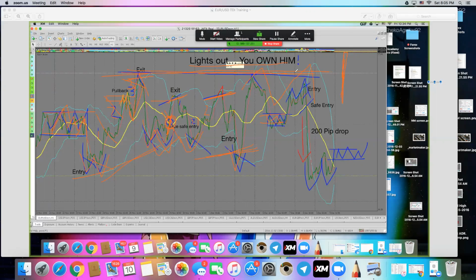3 hits to the high. Don't hit the high in front of me 3 times. Entry number 1. If you want to be safe, entry number 2, safe entry. Mark red line crosses the yellow, safe entry. 200 pip drop. There was no stuttering of price. It never came back here. So you had 2 opportunities to get in and just drop.